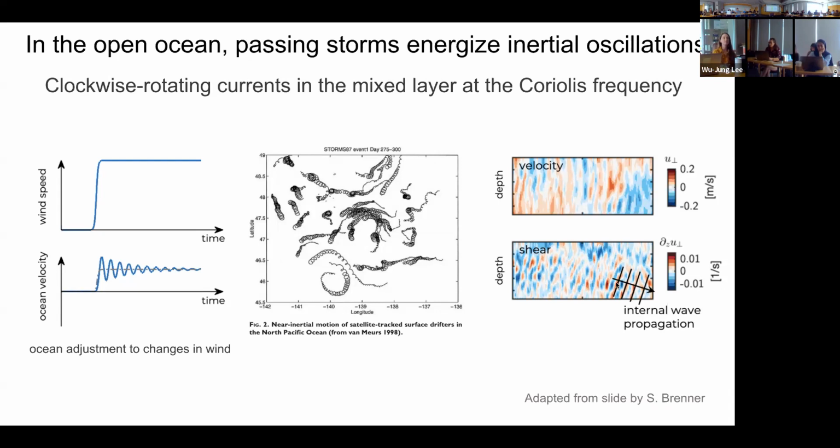And one outcome of this is it creates what are called internal waves that will propagate from the ocean surface into the deep ocean. And that's one reason people care about these inertial oscillations in the first place: these internal waves really connect the energy of the atmosphere to the interior of the ocean.